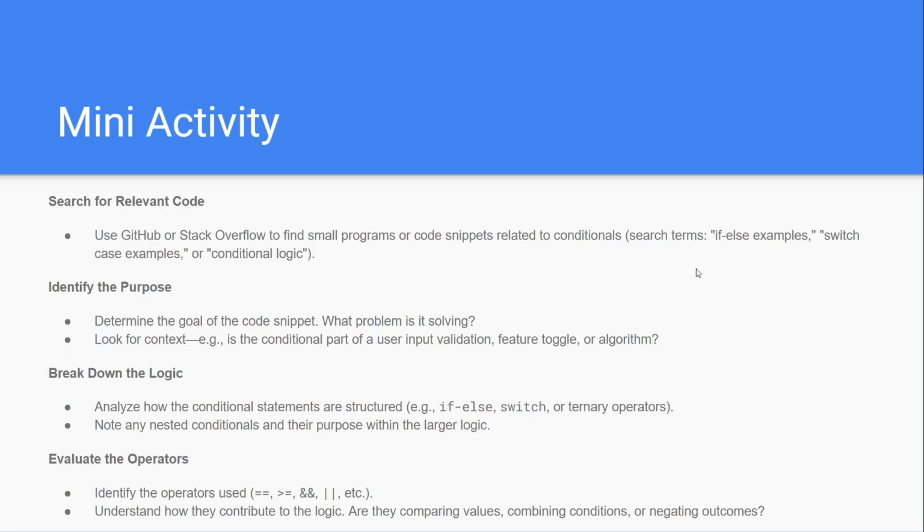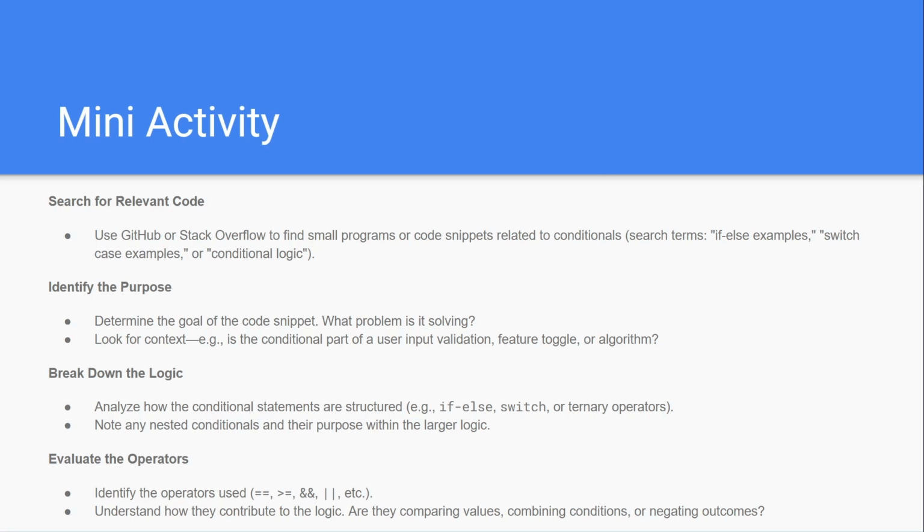First, use GitHub or Stack Overflow to search for small programs or code examples involving conditionals. You can search for terms such as if-else examples, switch case examples, or conditional logic. Next, identify the purpose of the code. Think about what problem the code is solving. For example, the code may be checking user input, controlling a feature, or being used as part of an algorithm.